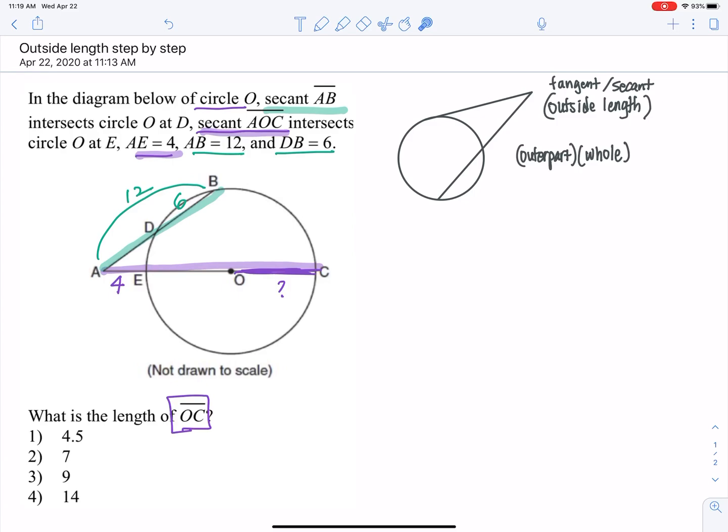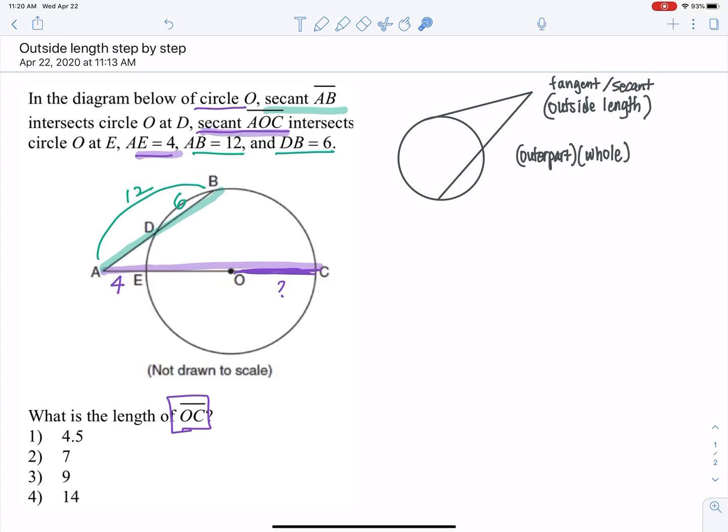So one thing you need to understand, when we say circle O, that means it's a circle with center O. A secant touches a circle at 2 points. So here, this is a secant AB, and it touches a circle at 2 points, intersects a circle at D. Secant AOC, so this is also a secant of a different size, and it touches a circle at 2 points. So secant AOC intersects circle O at E.